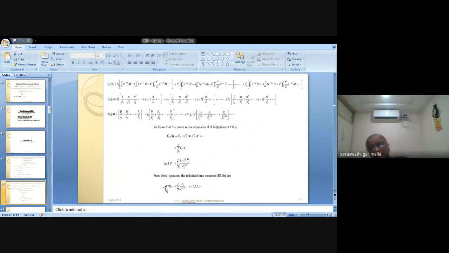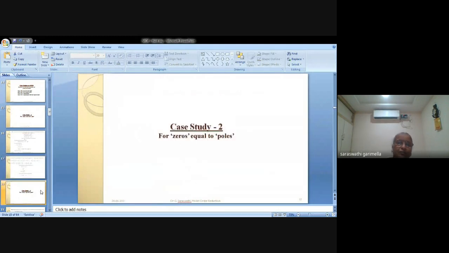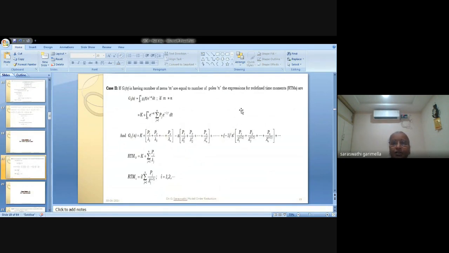So in this way, from this I defined the numerator. That is my advantage. And from this I defined the denominator also. So that was the usefulness of this way of dealing with things. That is the case of zeros less than poles. In the second case, zeros equal to poles, you will get a constant term. Actually, when n is equal to m, then naturally you will get a constant, and the remaining things will be like the previous case.